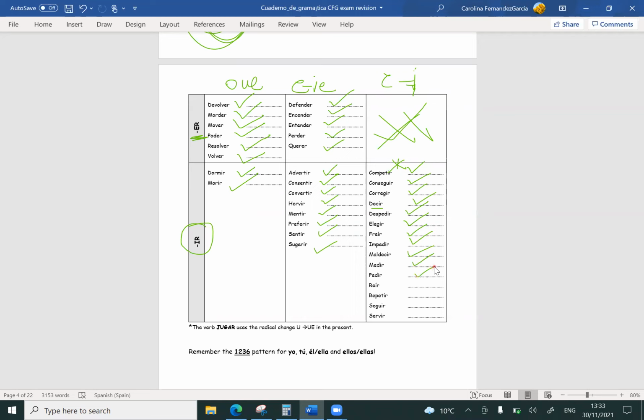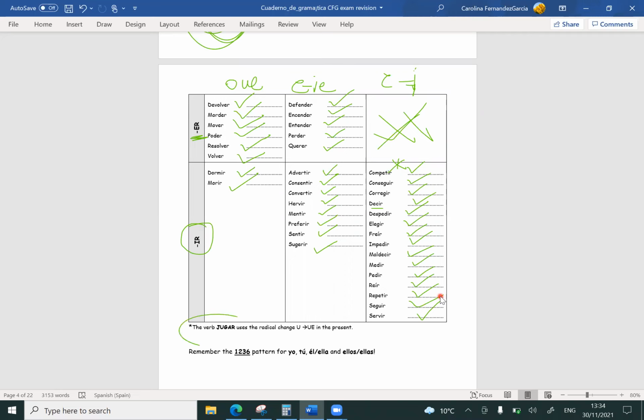Pedir, pido, to ask for. Reír, río, to laugh. Repetir, repito, to repeat. Seguir, sigo, to continue. And servir, sirvo, to serve. Okay, so these are the most important verbs, the ones you really need to know for the exam.